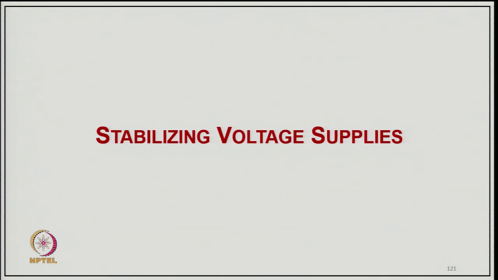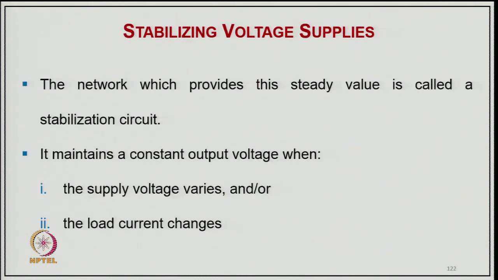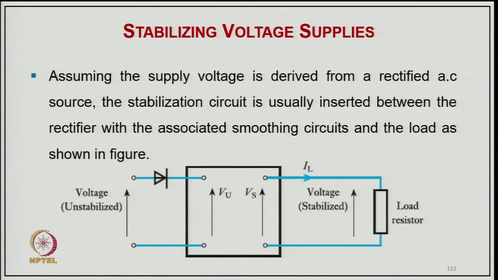Now, coming to the part of stabilizing the voltage supply. A network which supplies a steady voltage is called a stabilizing circuit, and it maintains a constant output voltage when the supply voltage varies or the load current changes. So, we use a transistor as a kind of voltage stabilizer. Here, assuming the supply voltage is derived from a rectified AC source, the stabilizing circuit is usually inserted between the rectifier and the associated smoothing circuit, as shown here.